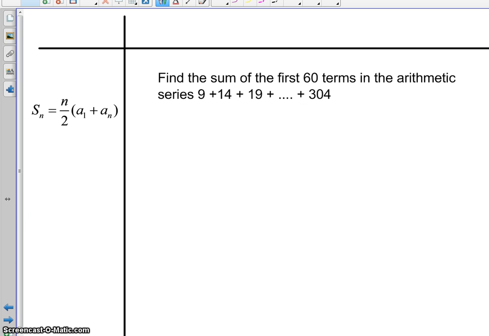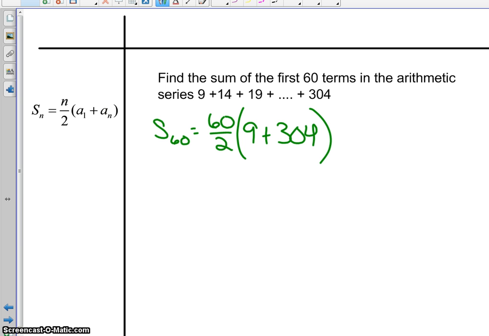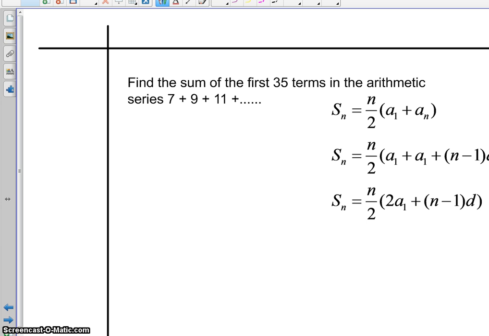So to find the sum of the first 60 terms, I'm looking for s sub 60: 60 over 2, my first term is 9, my last term is 304. That quick, that easy to plug things in. And think about it again, 60 terms, when I break them into pairs, is going to give me 30. And if I even went backwards, you can see your common difference here is 5, 299 and 14. That's going to give me 313, as does this one. All right, one last quick example here.